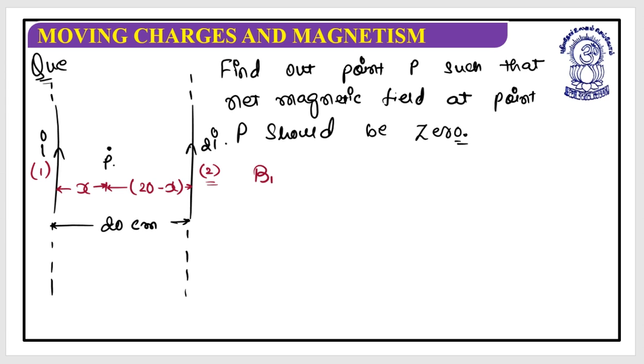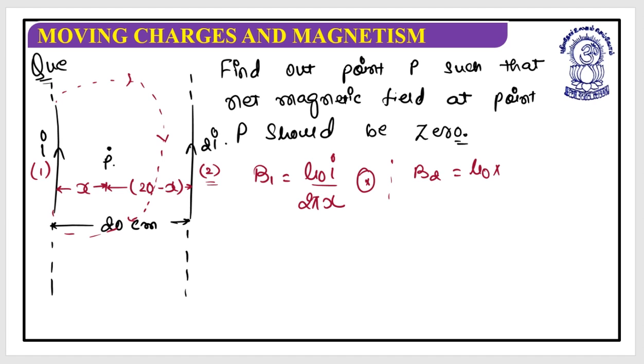So B1 should be equal to mu naught I divided by, as these are infinitely extended, 2 pi x. Yes, and it is inside the plane, because if you rotate this, it is moving in clockwise direction, and clockwise direction represents the magnetic field inside the plane. This is B1. Now what about B2? It's mu naught multiplied by 2I divided by 2 pi into bracket 20 minus x. Yes, and this is inside the plane.